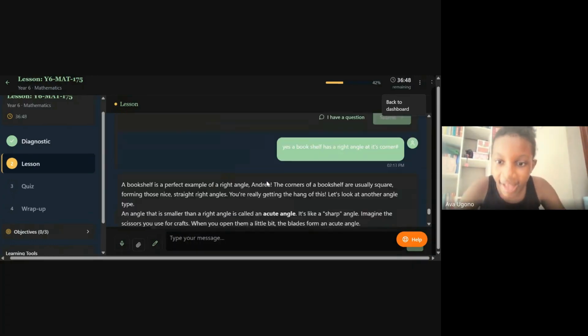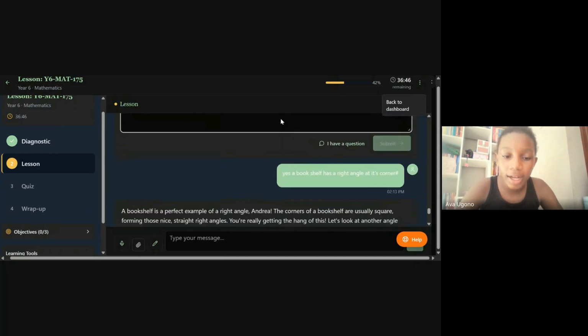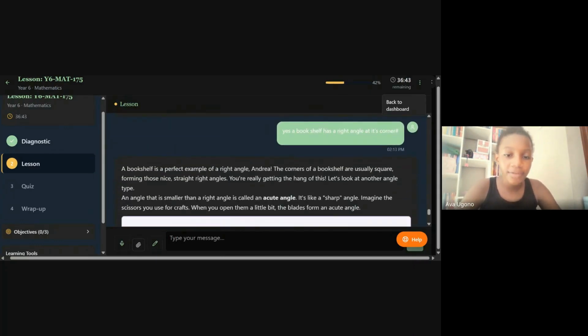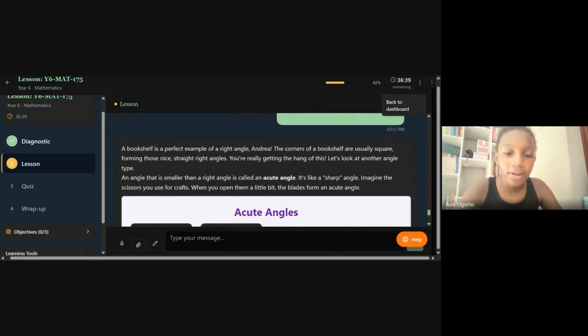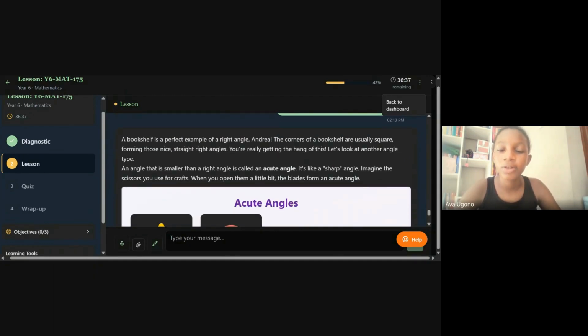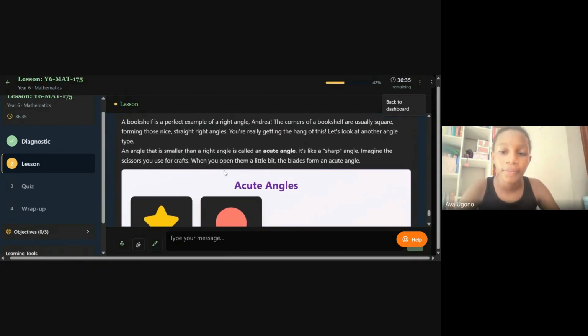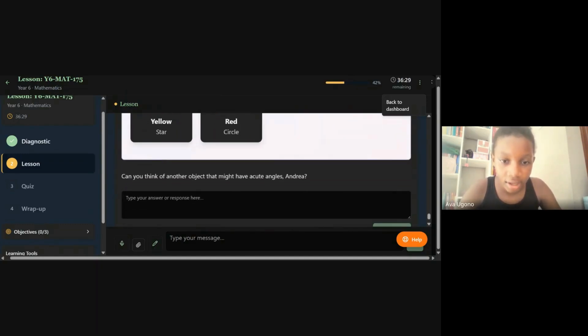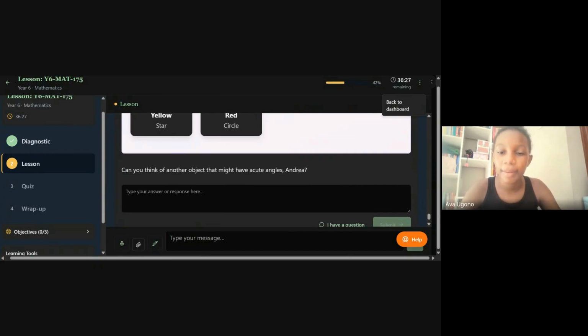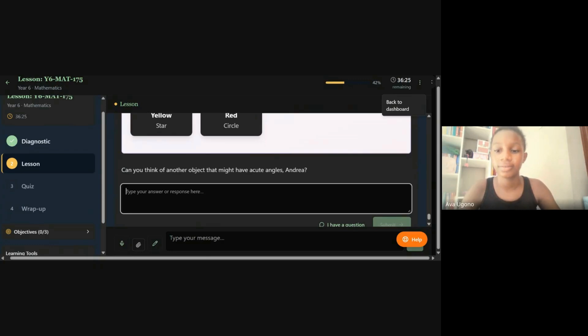I've written, yes, a bookshelf has a right angle as its corner. A bookshelf is a perfect example of a right angle, Andrea. An angle that is smaller than a right angle is called an acute angle. It's like the shape when you open a scissors and you use it for crafts. Now, can you think of another object that might have acute angles?